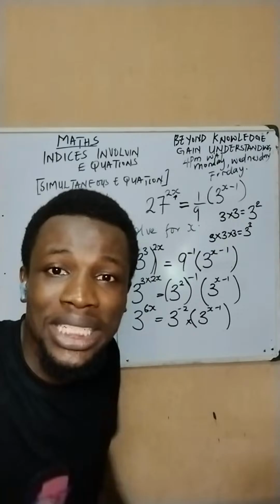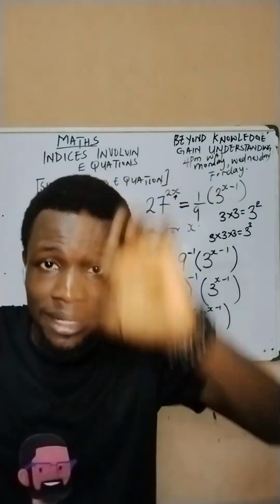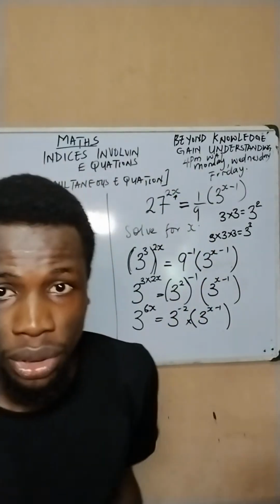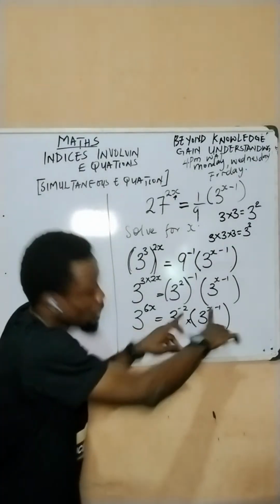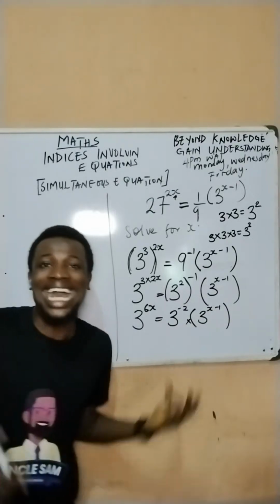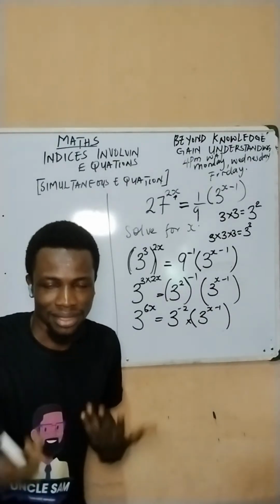I can now employ the basic law, the fundamental and first law of indices, which is the multiplication law, which means that if we have two bases that are the same and we have powers, we can simply pick one of the bases and then add up the powers. That's what we're going to do here.